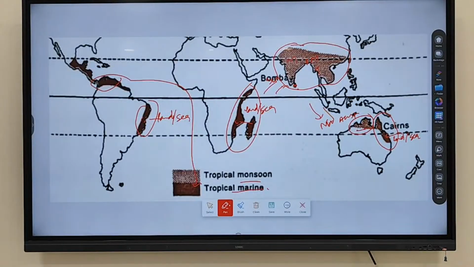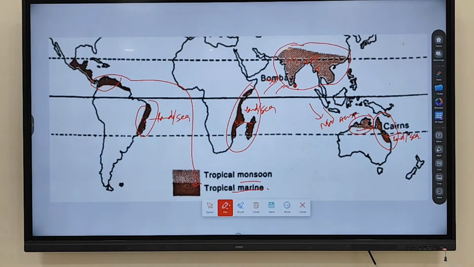Monsoon climate, where you are finding entire India, Bangladesh, Myanmar, Thailand, Sri Lanka. Those are experiencing which type of climatic condition? Monsoon type of climatic condition. And Northwest Australia is experiencing which type of climatic condition? Monsoonal type of climatic condition. The rest are experiencing which type of climatic condition? Tropical marine type of climatic conditions. Fine.